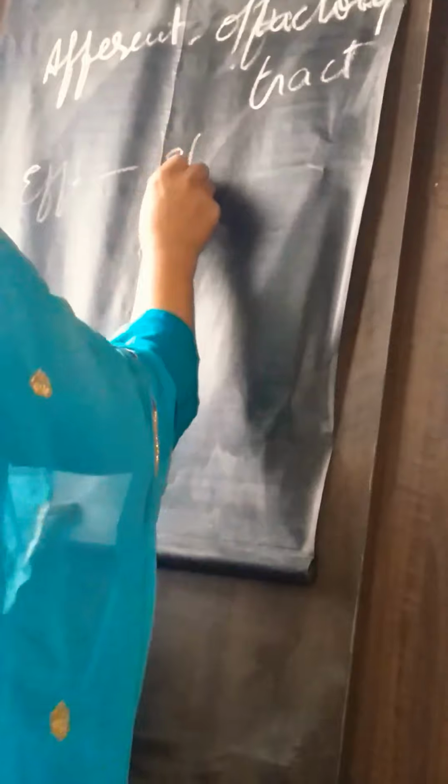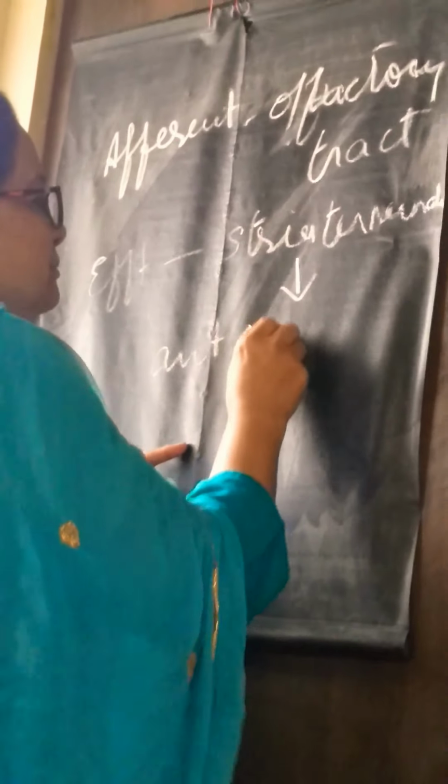It has efferent connections. Efferent connection with the olfactory tract. Got it? It has connection with the olfactory tract, and efferent connection, it gives rise to stria terminalis. Got it? It gives rise to stria terminalis, and this stria terminalis is connected to the anterior commissure.